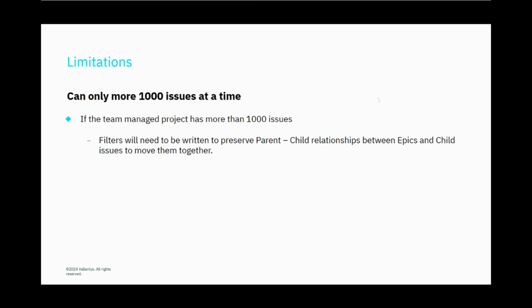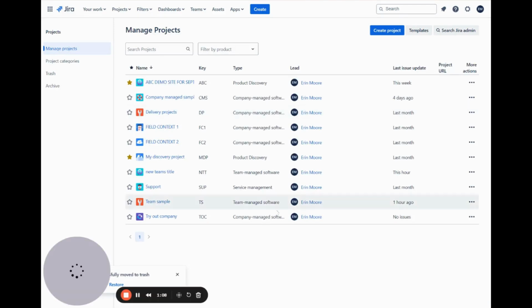Let's look at some limitations. Limitations are you can only move 1,000 issues at a time. So if you have greater than 1,000 issues, you're going to need to do that in bulk move transfers, which means you're going to need to write some JQLs to maintain that parent and child relationship. Let's dig in and look at that.